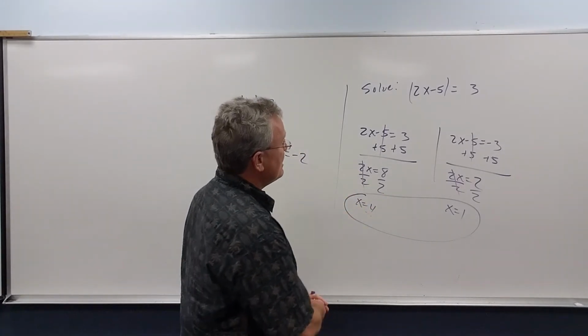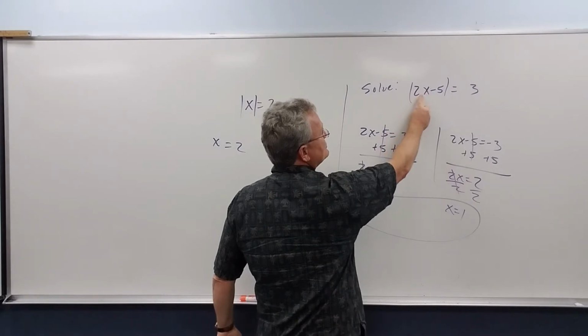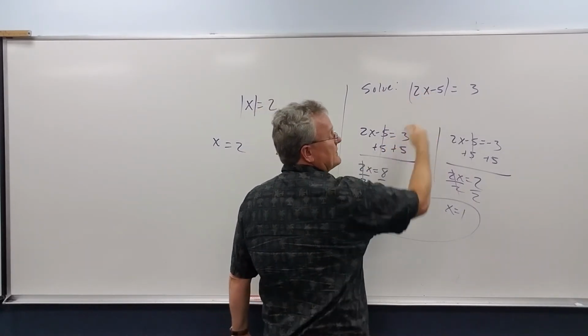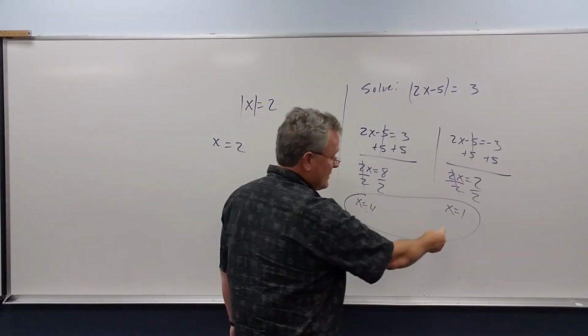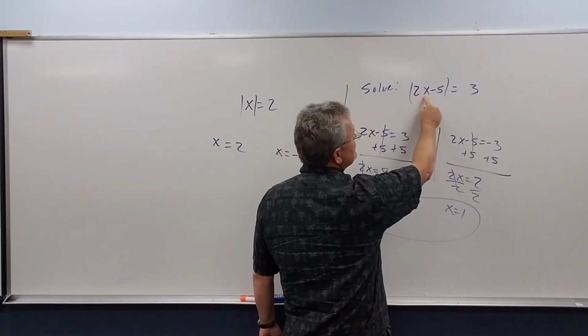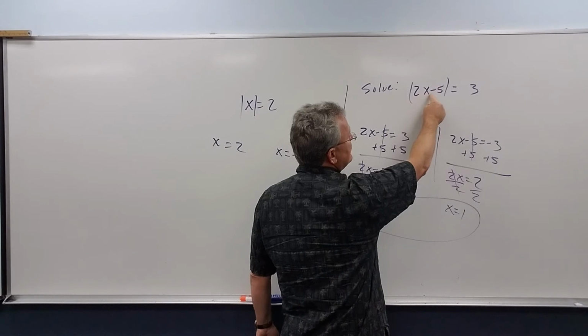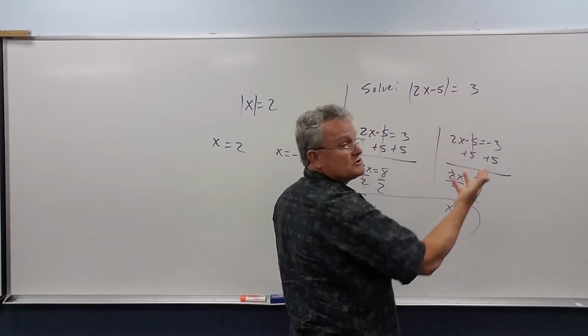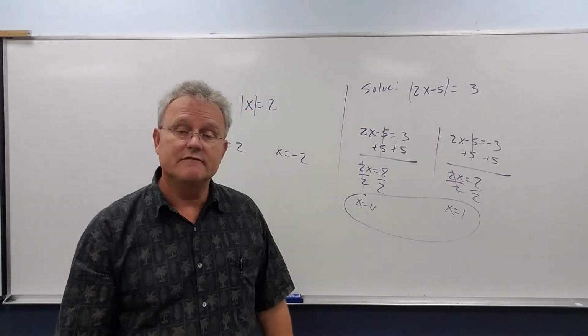So notice when I plug in 4, we get 2 times 4, 8 minus 5 is 3. The absolute value of 3 is 3. When I plug in 1, 2 times 1 is 2, and 2 minus 5 is negative 3, yeah? So 1 also works because the absolute value of negative 3 is 3.